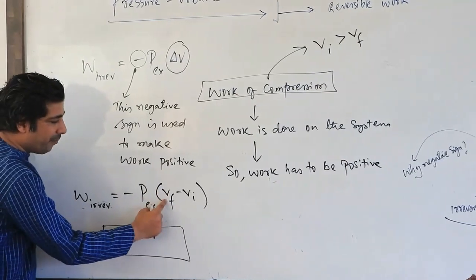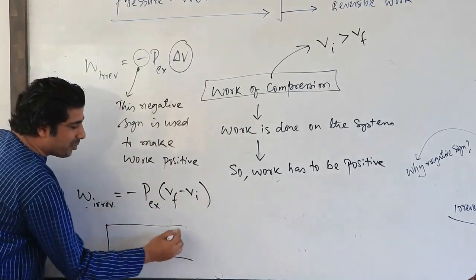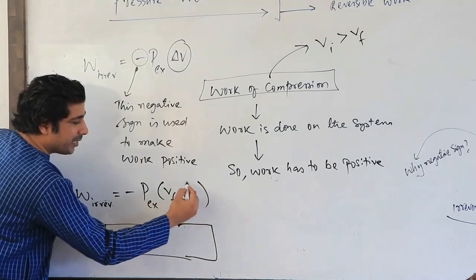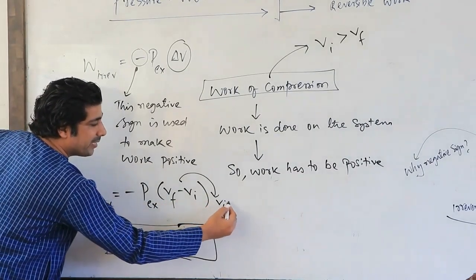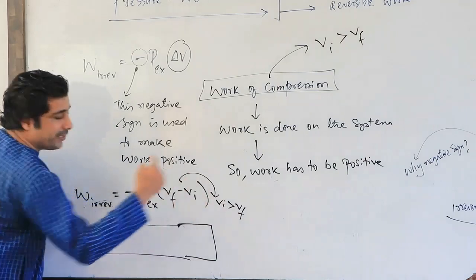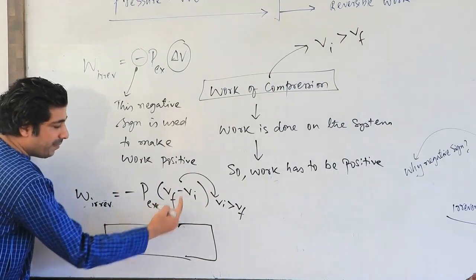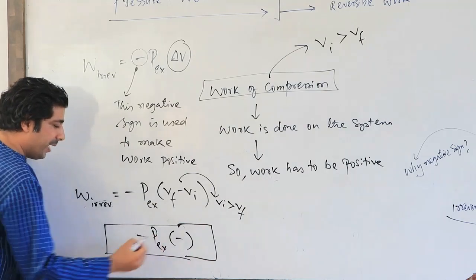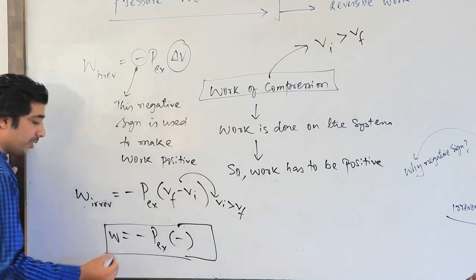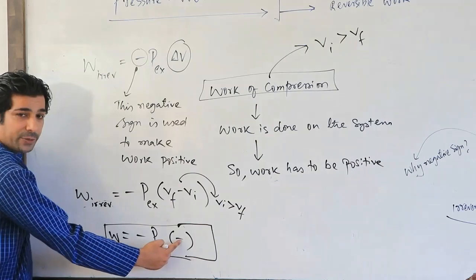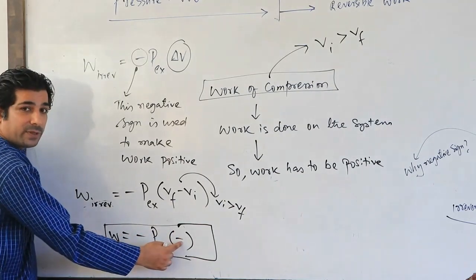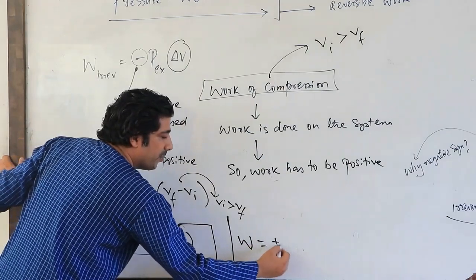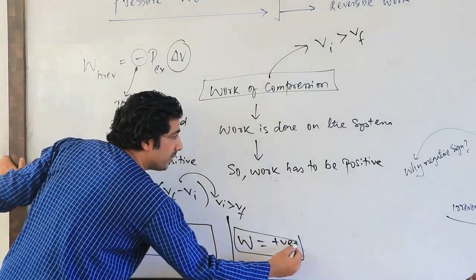So this Vf minus Vi will give me which value, my dear friends? We know that in this case Vi is greater than Vf. So here I will get the negative sign. P external with the minus sign here, so it's work. Negative into negative, minus into minus will become plus. So finally the work will be positive. That is the work done on the system.